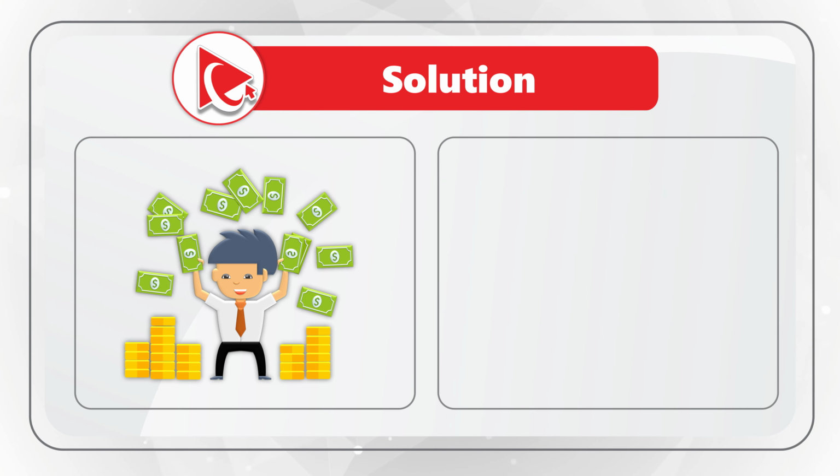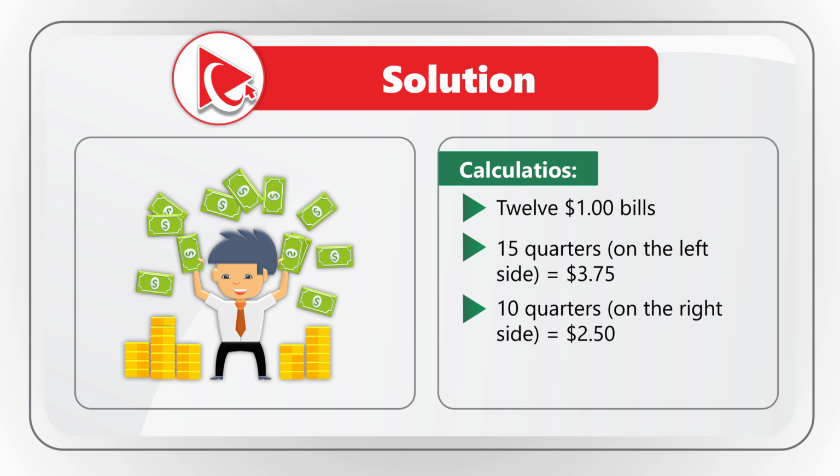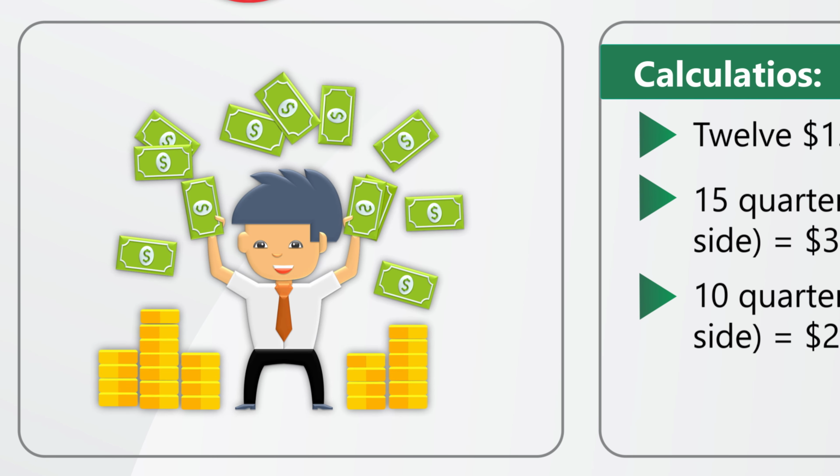I counted 12 $1 bills as well as 25 quarters. Let me count them all for you. Let's start with the dollar bills. 1, 2, 3, 4, 5, 6, 7, 8, 9, 10, 11, 12.